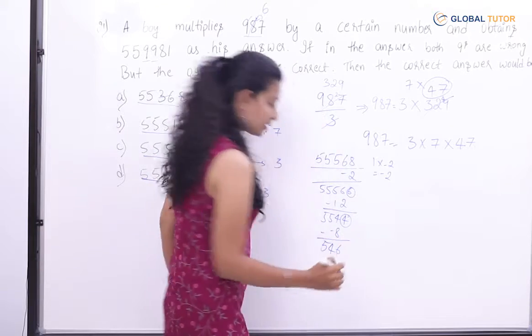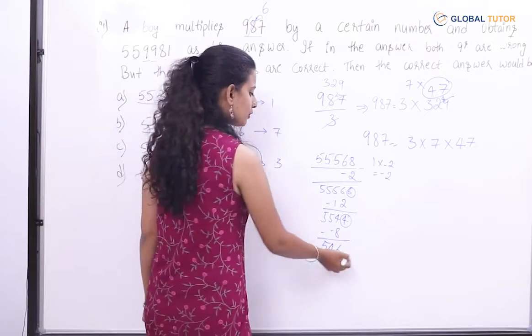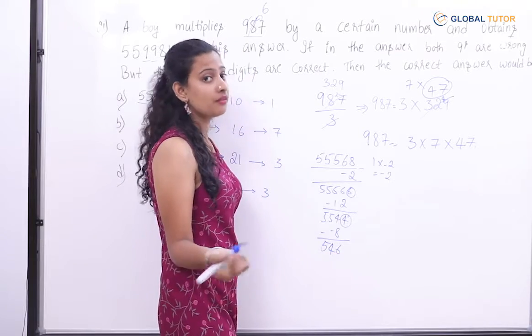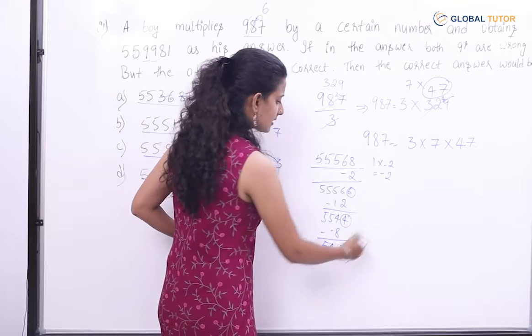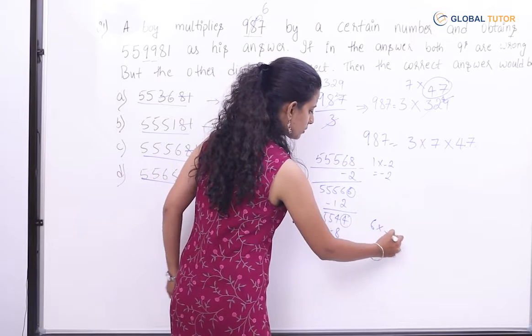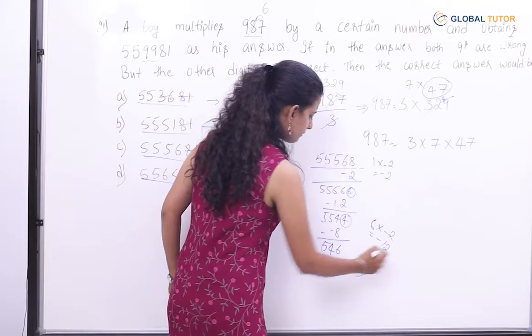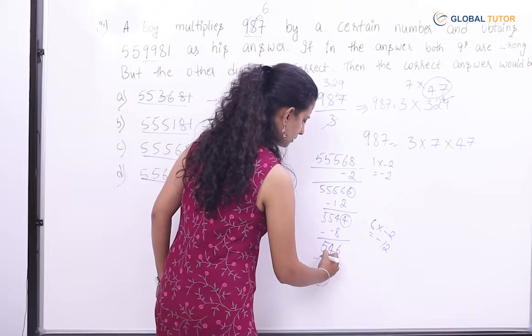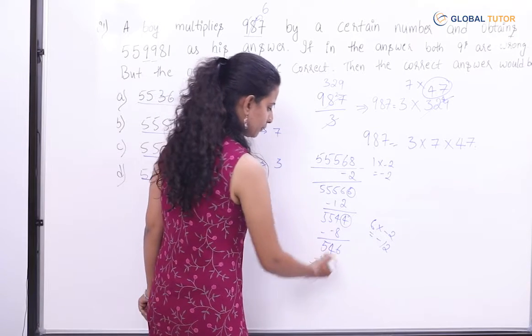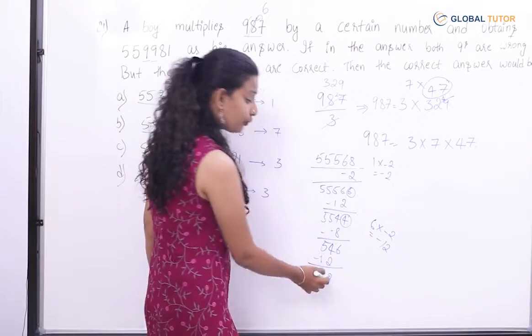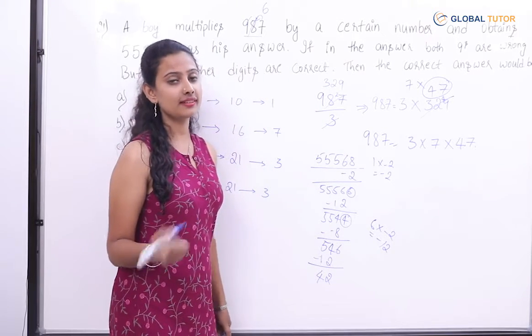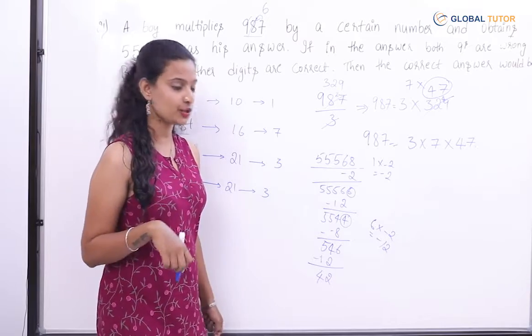So 546. Now do we know if 546 is divisible by 7? We don't know. So keep repeating the process. So you take 6. 6 into -2 is -12. So when you subtract 12 from 54, it is 42. So is 42 divisible by 7? Yes. 7 6s are 42.